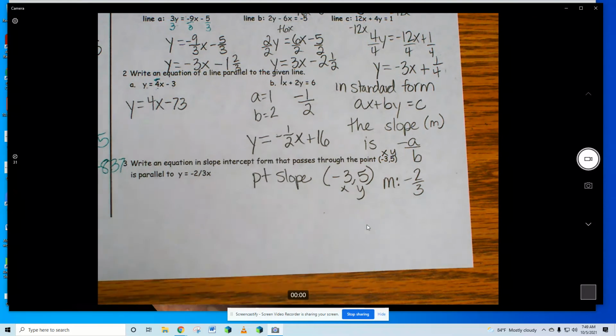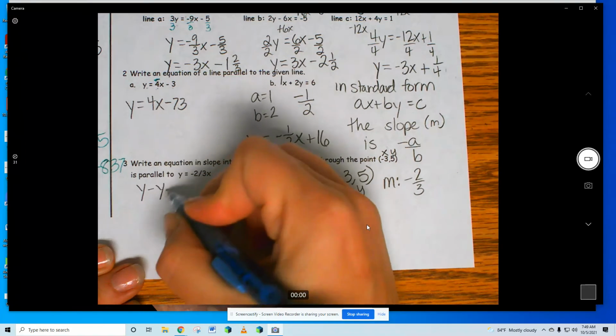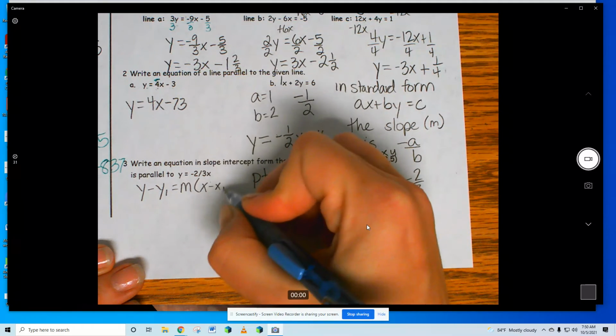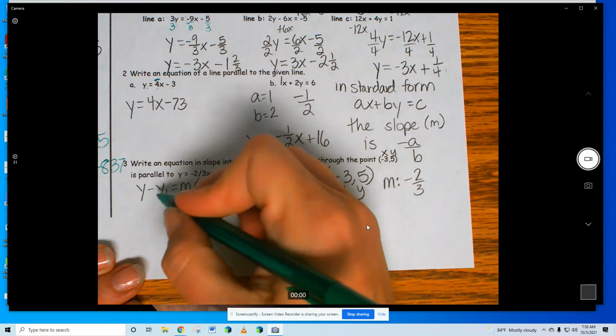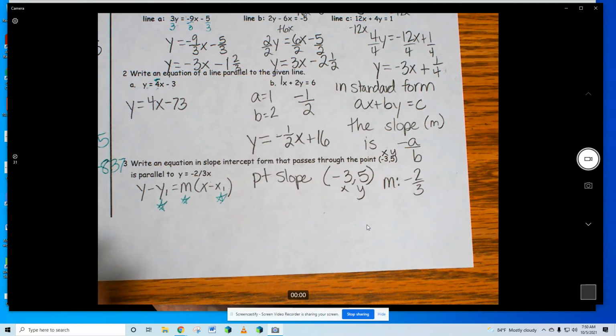I sadly have the equation covered up because it's on the board. Y minus y1 equals m, parentheses, x minus x1. Everything with a green star, you plug in. Okay, go ahead and do that. You have the point, you have that slope. Go.